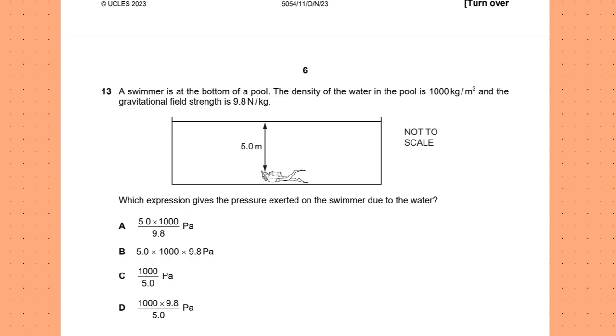A swimmer is at the bottom of a pool. Density of water is given. Small g is given. Which expression gives the pressure exerted on the swimmer due to the water? So due to the water means you just have to use rho g h. You don't have to add the atmospheric pressure. So rho g h, rho is 1000, h is 5, g is 9.8. Very straightforward. B is the answer to this one.